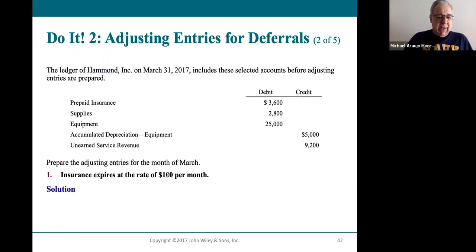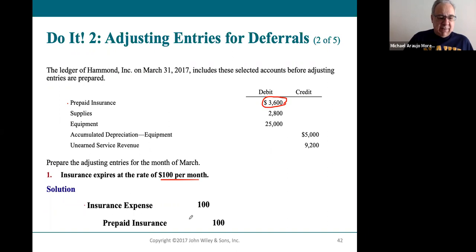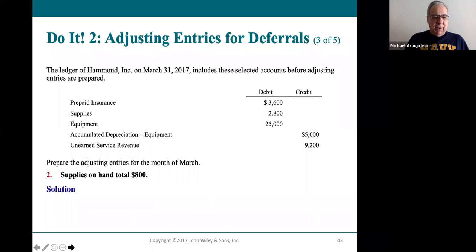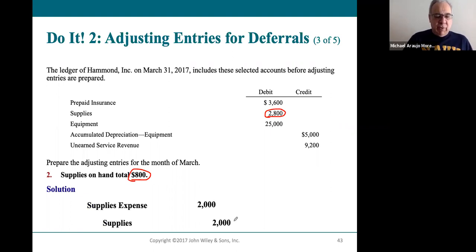So the very first thing is they tell you insurance is expired. So that means that prepaid insurance is not correct. It has to be adjusted. How do we adjust it? With an insurance expense and a credit to prepaid insurance. Now it's correct. The second thing, supplies were $800. Well, they started with $2,800. They ended with $800. They've used the rest. That's what we can expense. Supplies expense with a debit of $2,000, supplies with a credit of $2,000. And that now is correct.